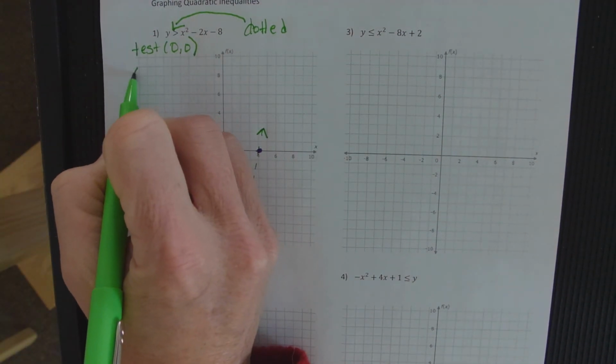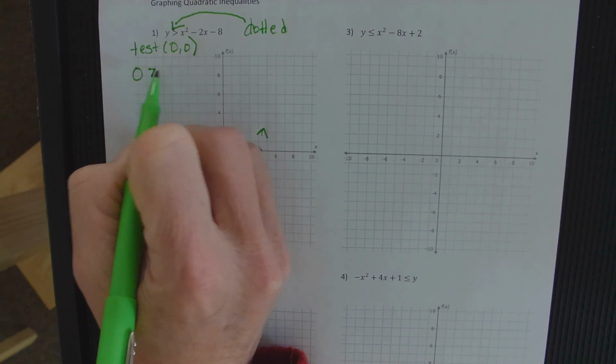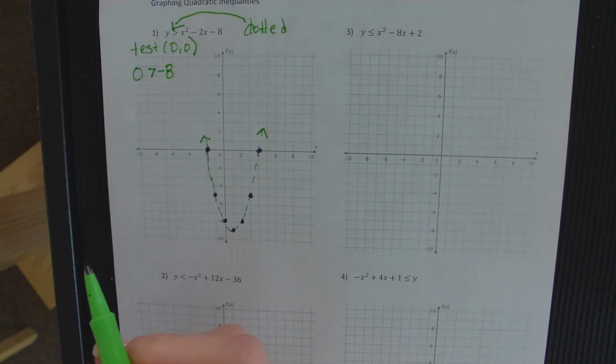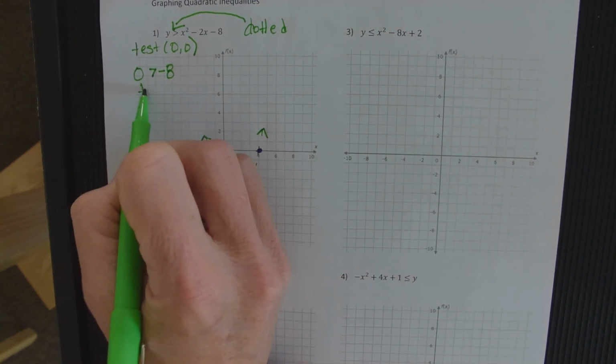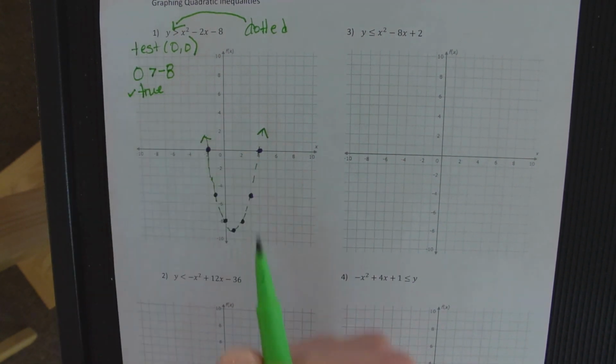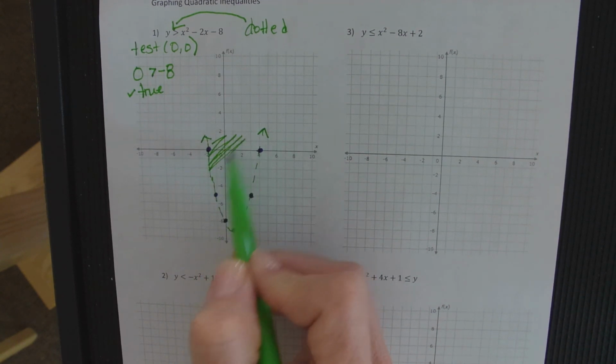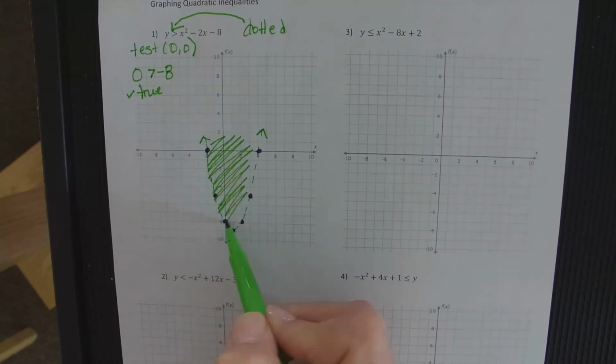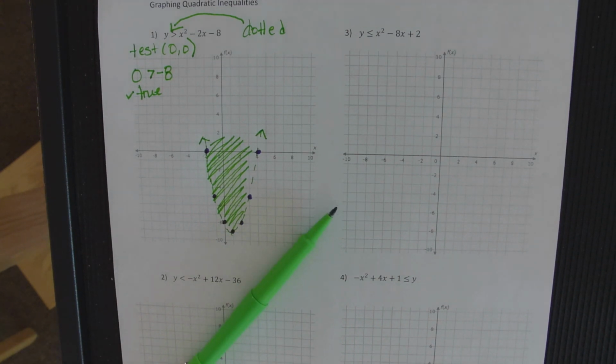I'm going to write up here. True or false? Is 0 greater than negative 8? Yes. Is that true? Yes. So basically what that tells us is we are going to shade where 0, 0 is. Number 1, check, done. So if it's false, you shade on the outside? Yes, did y'all hear what Emma said? If it was false, you would have shaded outside.